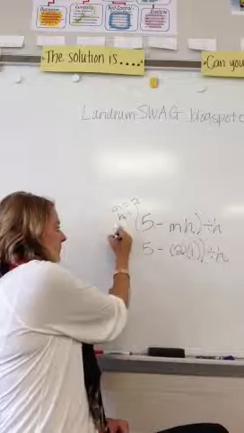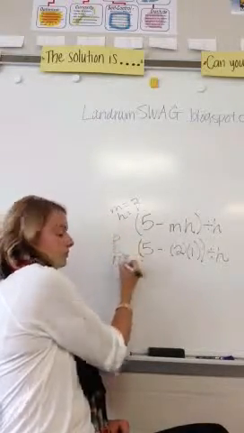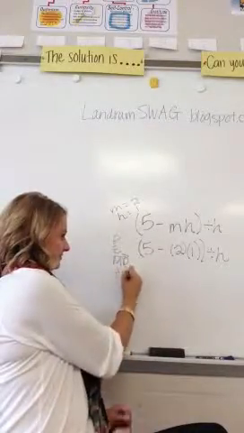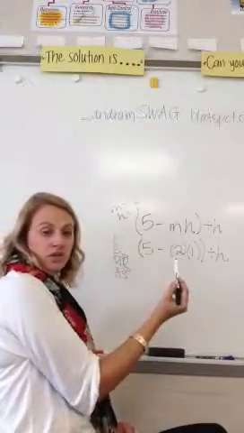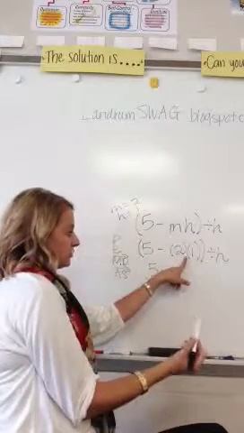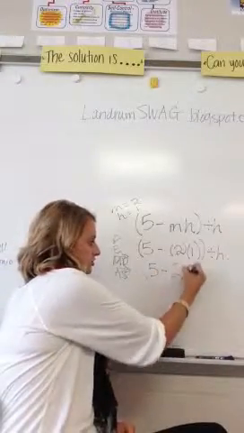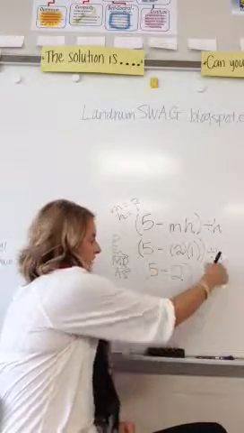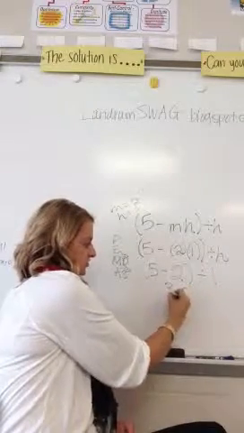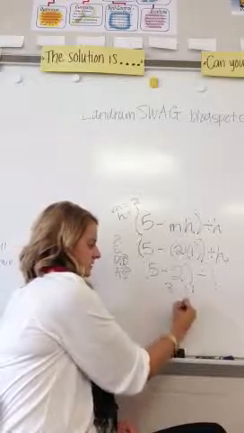So I've got to think about PEMDAS: parentheses, exponents, multiplication and division, and addition and subtraction. What I'm going to be doing is working inside my parentheses. I have multiplication first. So 2 times 1 is 2. And then my h was a 1. So 5 minus 2 is 3. 3 divided by 1 is 3.